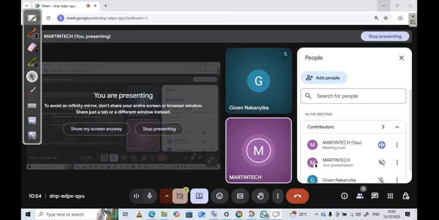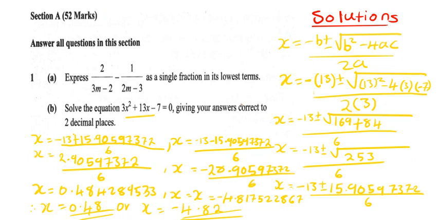Okay, so then now we can even proceed to the next set of questions, which is question 2. There's a question somewhere.